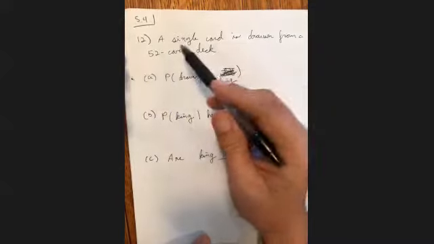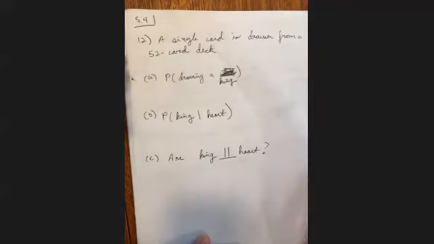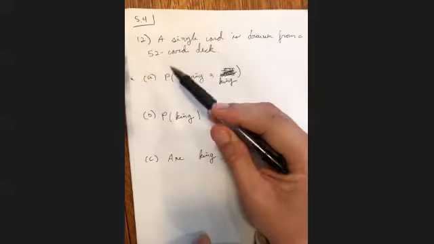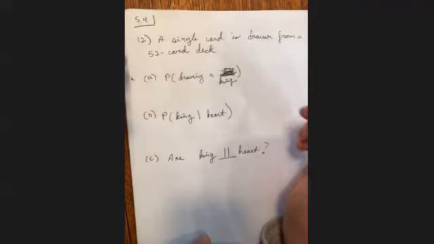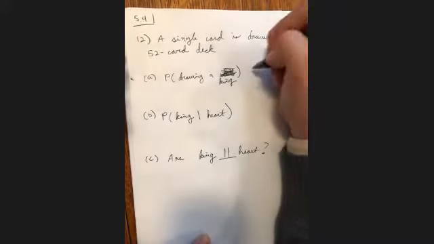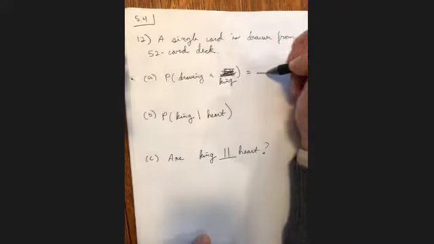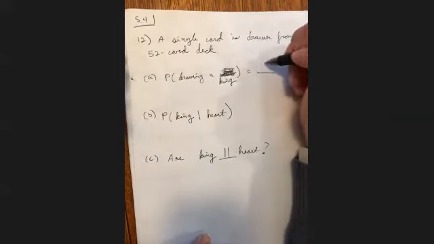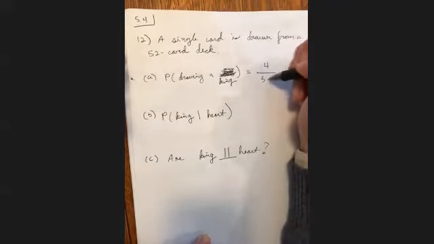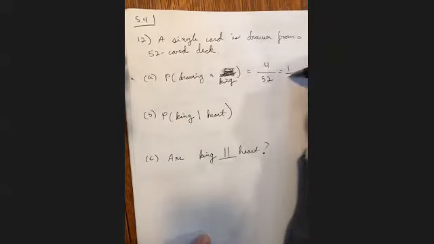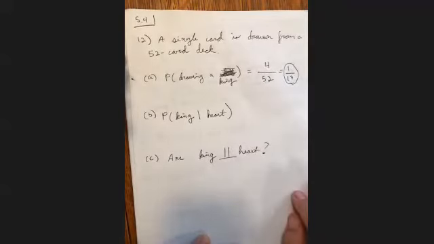So number 12 says a single card is drawn from a 52 card deck. Okay, that's the experiment. Part A, we're asked, what is the probability that we will draw a king? Okay, we know how to do this. There are 4 kings in the deck and 52 cards total. So that gives us 1 out of 13.